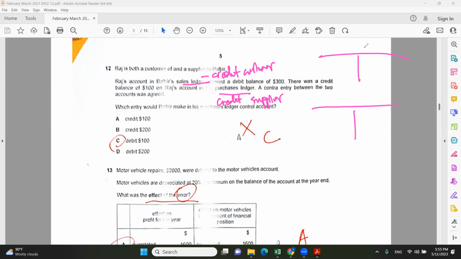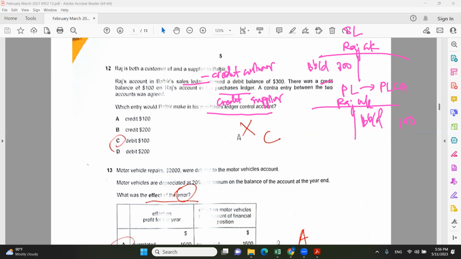Raj's account, this is under the sales ledger. I have a balance brought down of 300. And then under the purchases ledger, Raj's account, this one balance brought down is 100, the credit balance. So a contra entry between the two accounts. Which entry will Barbie make in his purchases ledger control account? Purchases ledger control account is referred to this one.